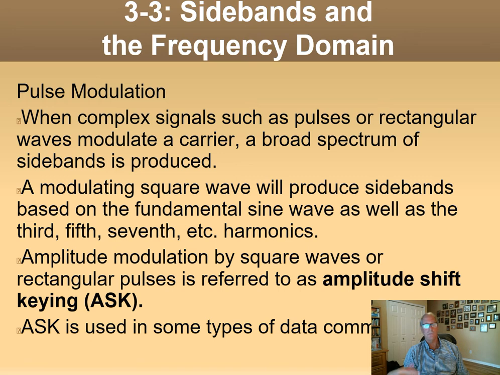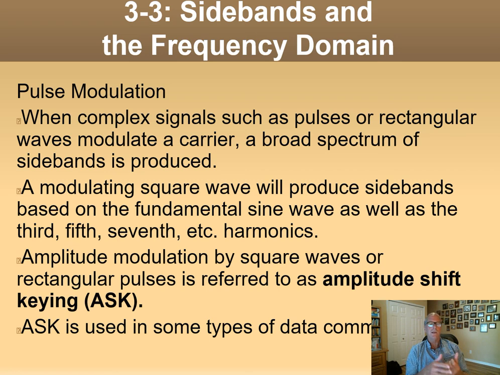Well, up to this point, we've just been talking about sine waves as a modulation. Well, if you use a square wave, you've got to accommodate all of those harmonics in the square wave. And that's why I wanted to emphasize the Fourier concept of complex, non-sinusoidal periodic waveforms. They are filled with harmonics, and that results in a really large bandwidth.